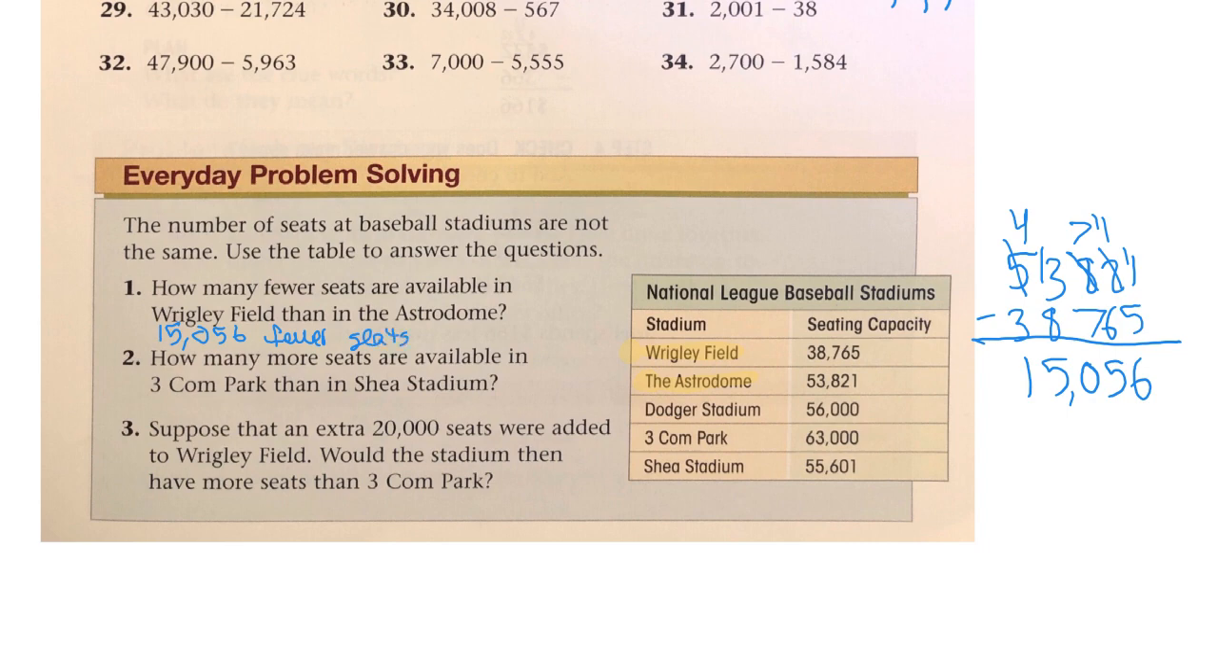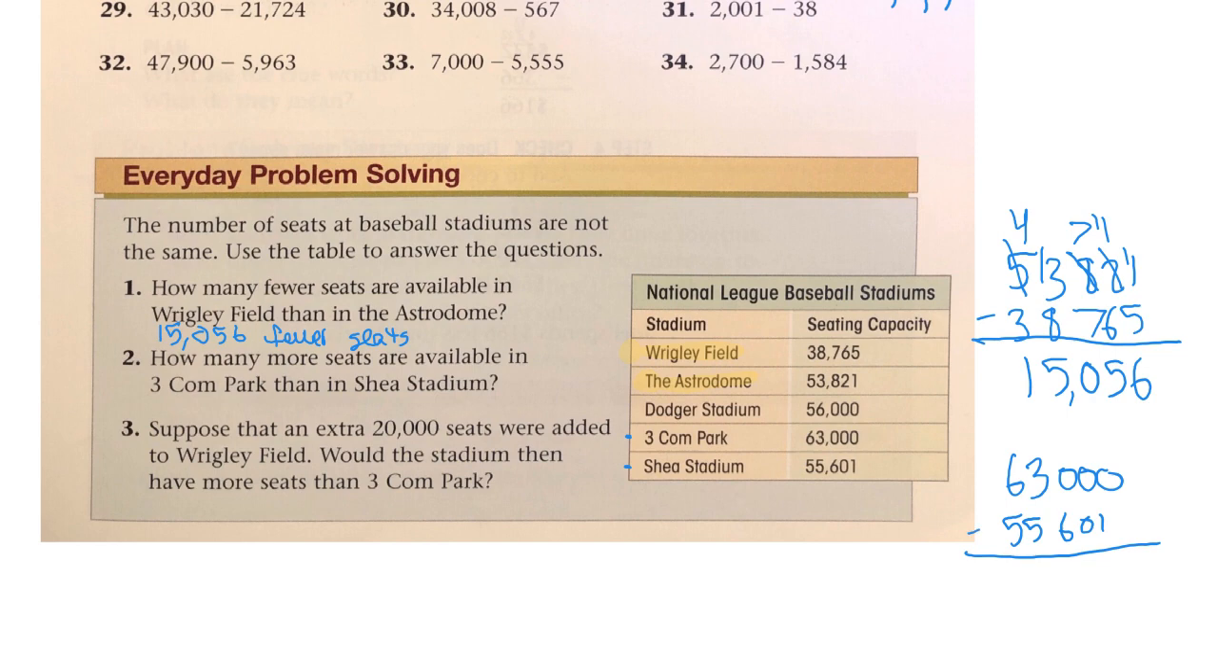Number 2. How many more seats are available in 3Com Park than in Shea Stadium? So 3Com Park and Shea Stadium are right here. So let's take a look and see how many more. So what's the difference? 63,000. 55,601.